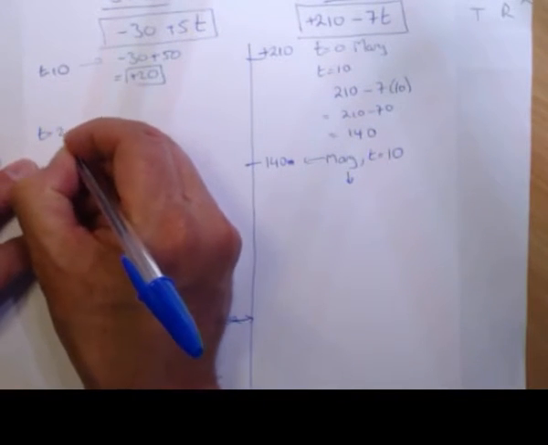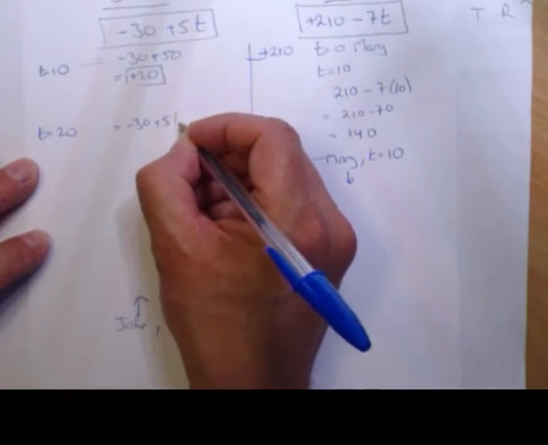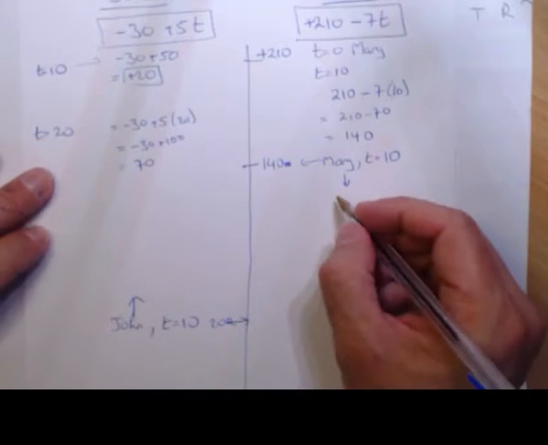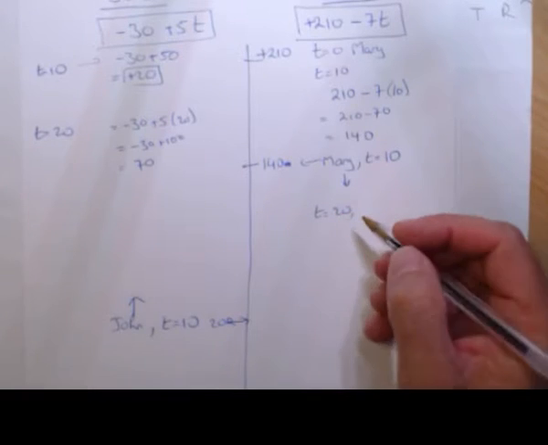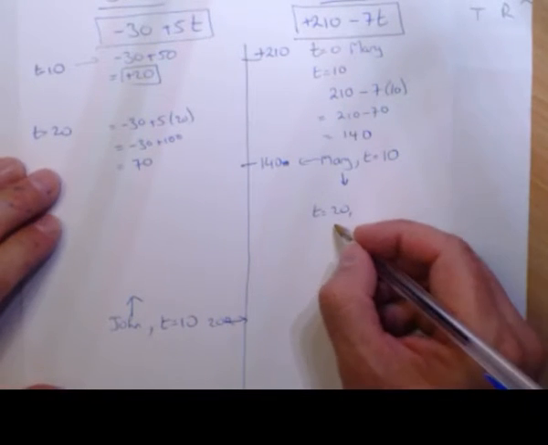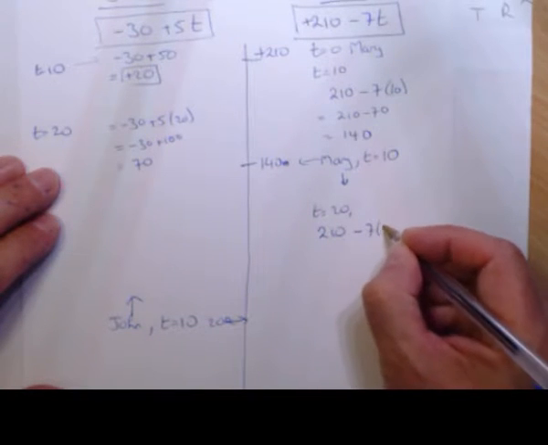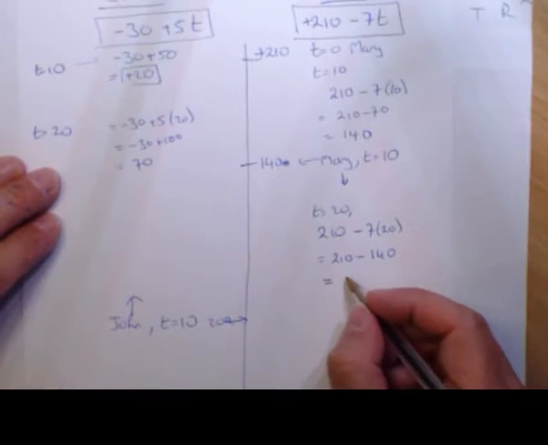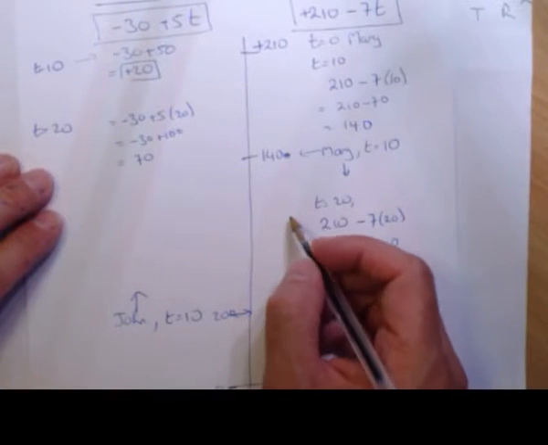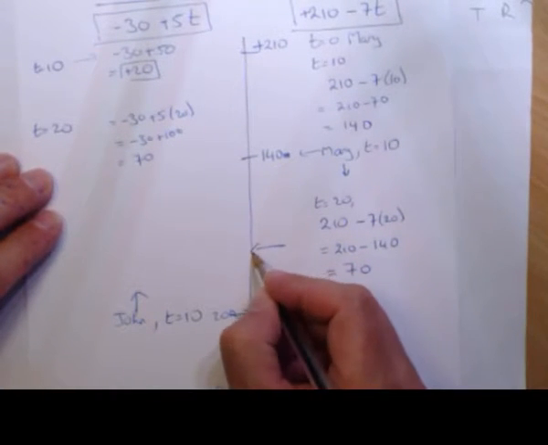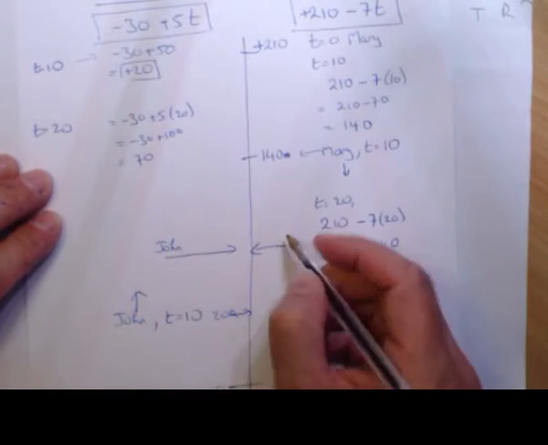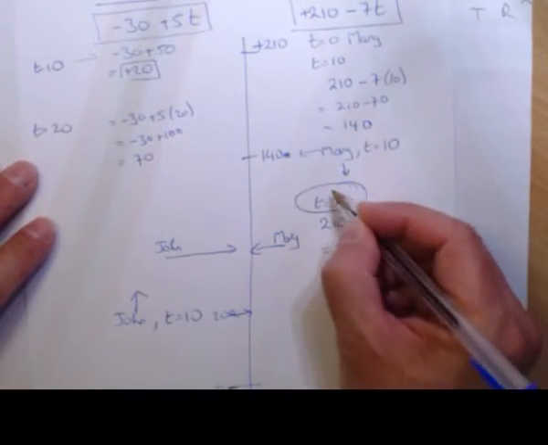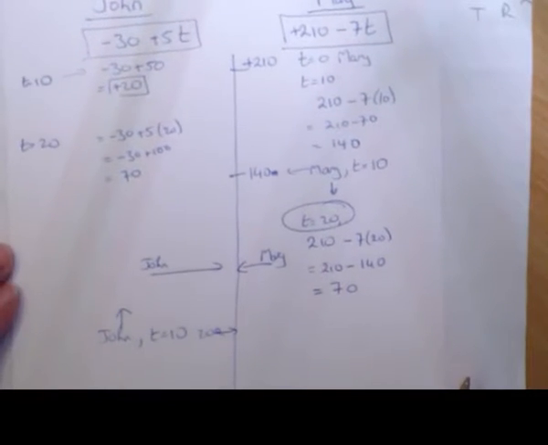Okay, let's try t is equal to 20. We get minus 30 plus 5 times 20 is equal to minus 30 plus 100 is equal to 70 meters. When we try t is equal to 20 for Mary, t is equal to 20 means that after 20 seconds, we find that Mary is at 210 meters minus 7 times 20 is equal to 210 minus 140 is equal to 70 meters. So after 20 seconds, Mary is here and John is also here. So that worked out very nicely. We found out after just 2 guesses that at time t is equal to 20, Mary and John will be at the same place.